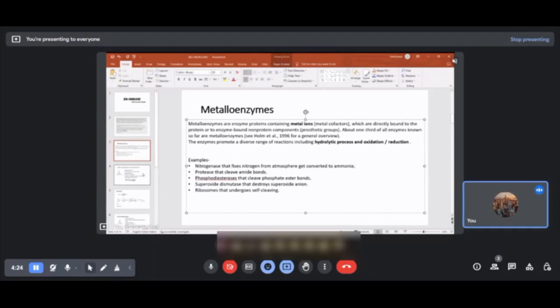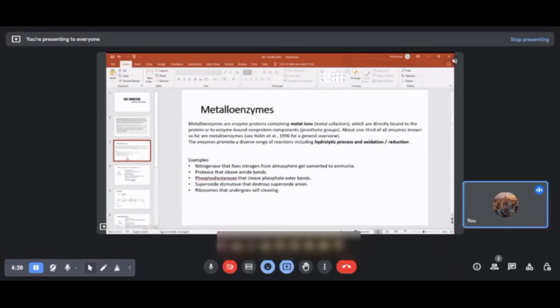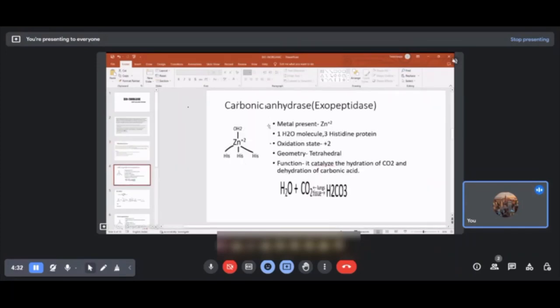So now let's move on to our first. We are going to discuss four types of metalloenzyme here. The first we have is carbonic anhydrase. So what is this carbonic anhydrase? As we can see, this is the structure of carbonic anhydrase.